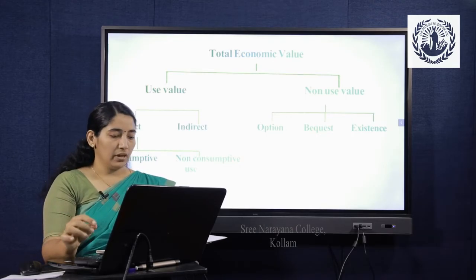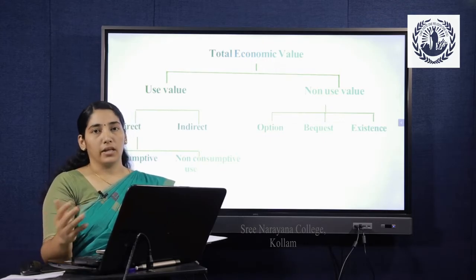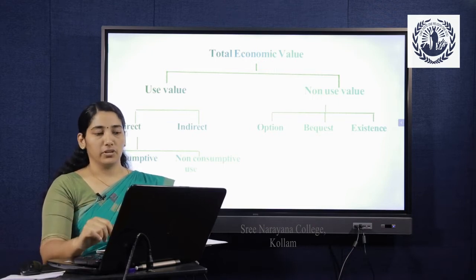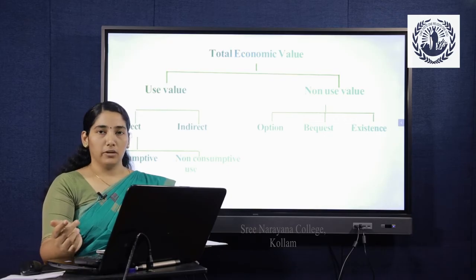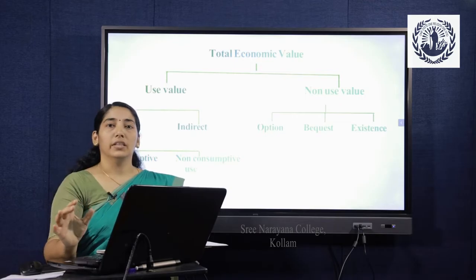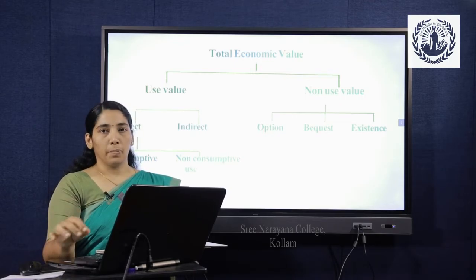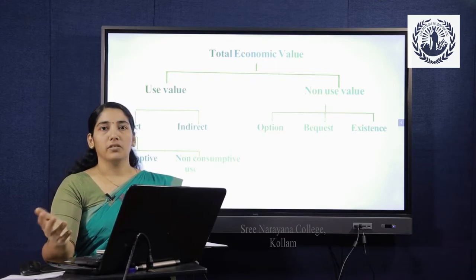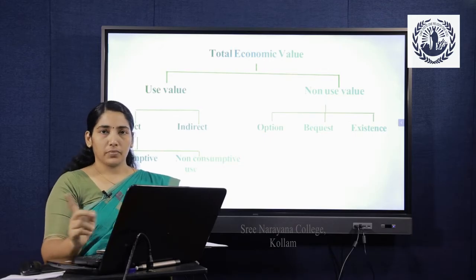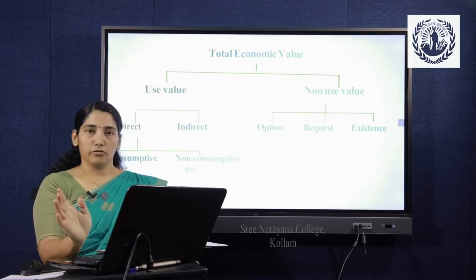Consumptive use values are the values for those goods which will preclude others from consumption when one individual consumes it. Non-consumptive use values are the values for those goods which do not diminish the amount available to others when one individual consumes it. An example for consumptive use value is fishing, and an example for non-consumptive use value is sightseeing, etc. Then non-use values.